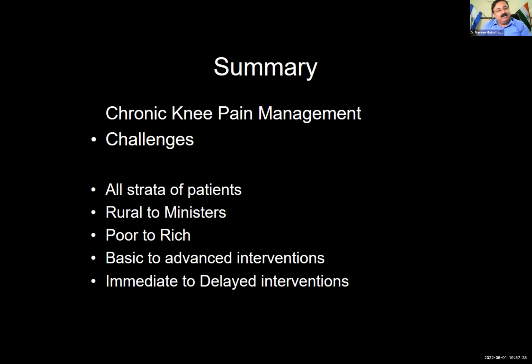So the challenge in chronic knee pain management is that you see all strata of patients, from rural to ministers, from doctors to their parents, from poor to rich, and you can perform basic to advanced interventions. You can go for a simple intra-articular injection of local anesthetic and corticosteroids, or you can go for an RF also. There is an opportunity for immediate interventions if the pain score is very high, or you can delay the interventions according to the patient.